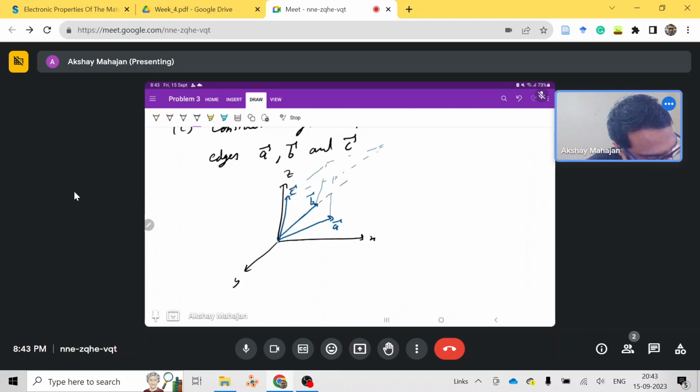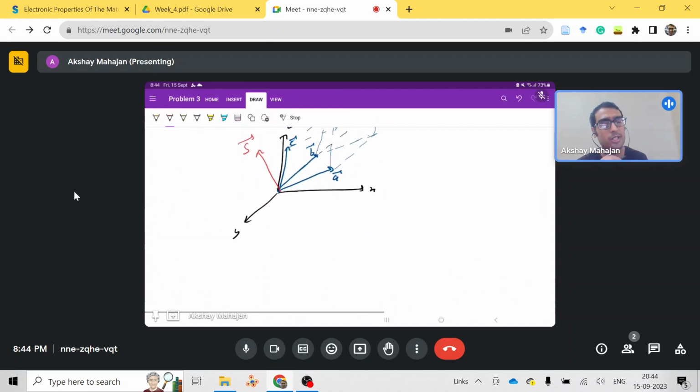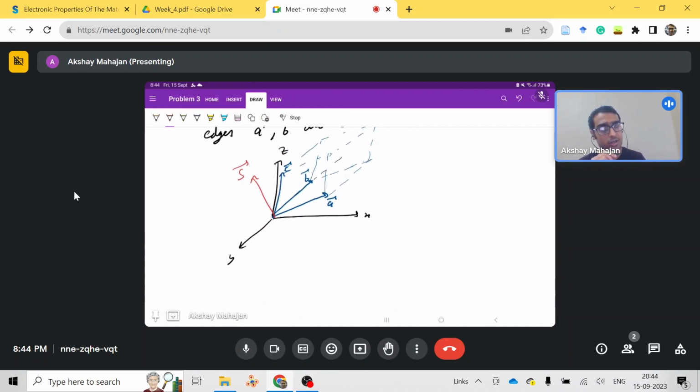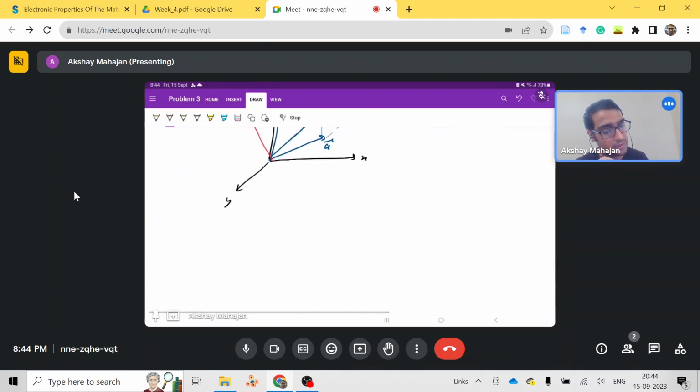So hopefully you will be able to see this. Okay, this will be an S vector, which I will explain. Let me just mark this S vector with the red line. Okay, so this will be your S vector, which is basically the cross product of your A vector cross B vector. It will be perpendicular to the plane of A and B, and A vector cross B vector basically gives you the area of the base of this parallelepiped, the 3D parallelogram.